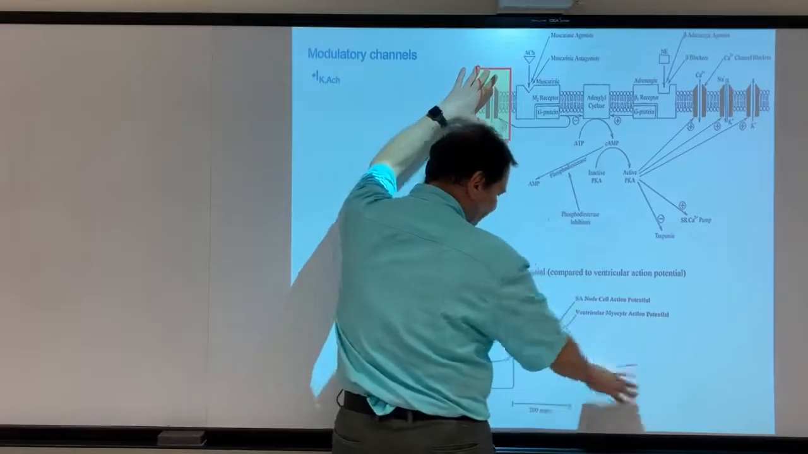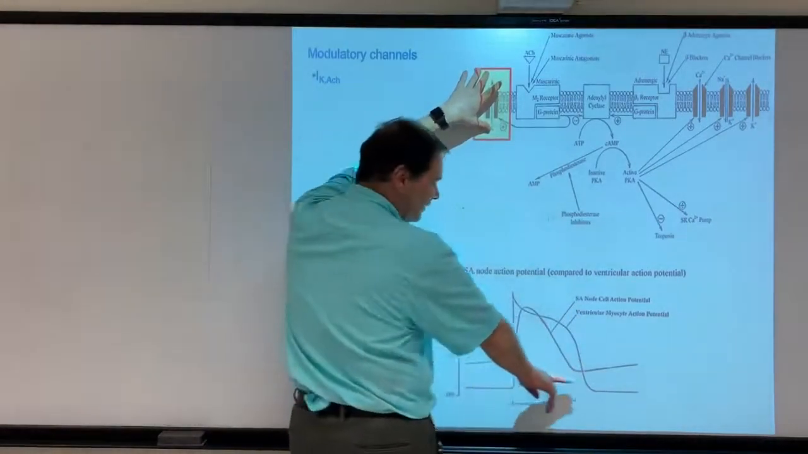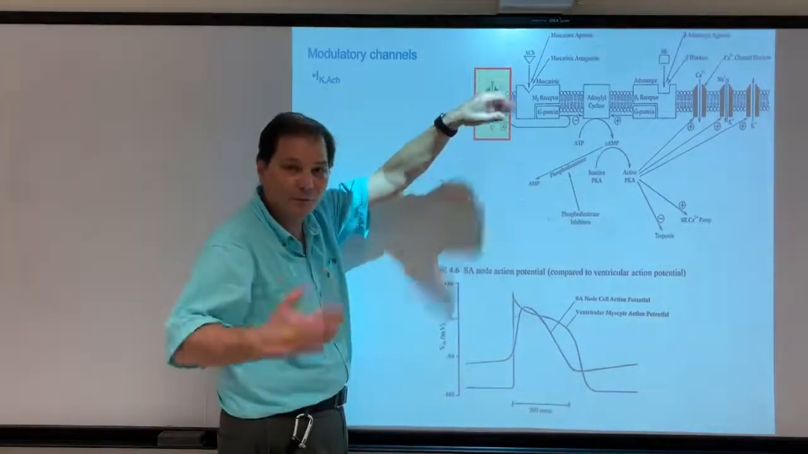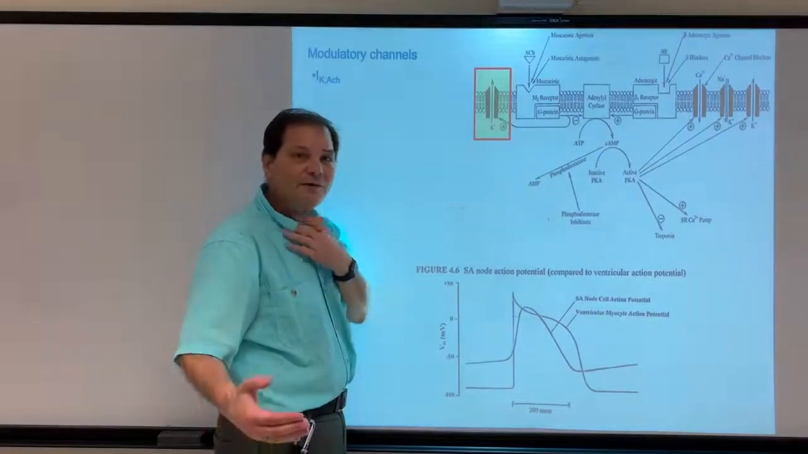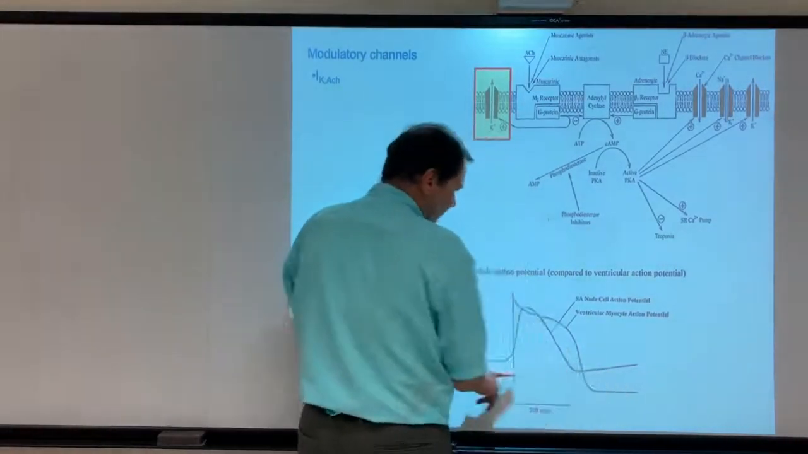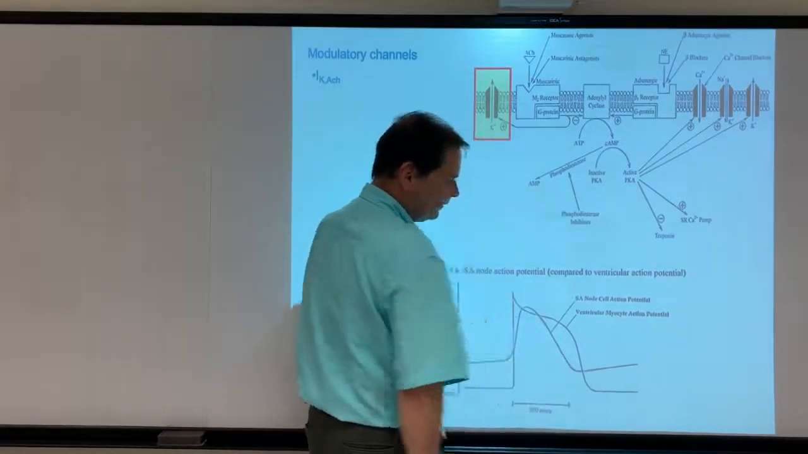Here's our phase 4, and as you guys know, our phase 4 is setting our heart rate. The more rapidly phase 4 depolarizes, the quicker you'll hit threshold, and the more rapidly you'll fire action potentials, and you'll get an increase in heart rate. The slower the depolarization, the longer it takes to hit threshold, and the slower your heart rate.